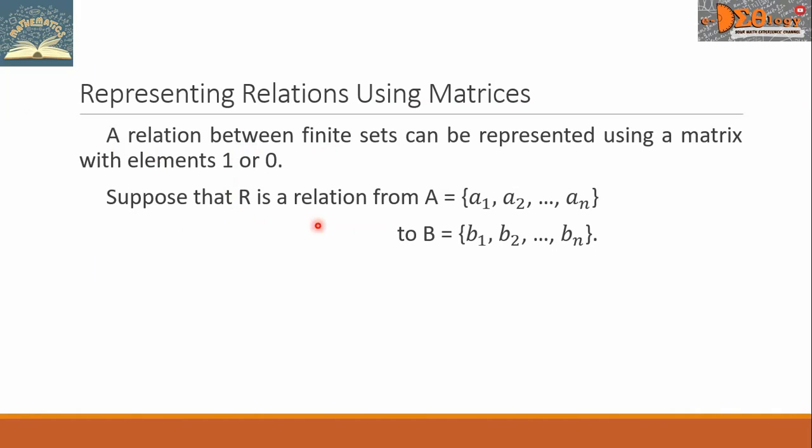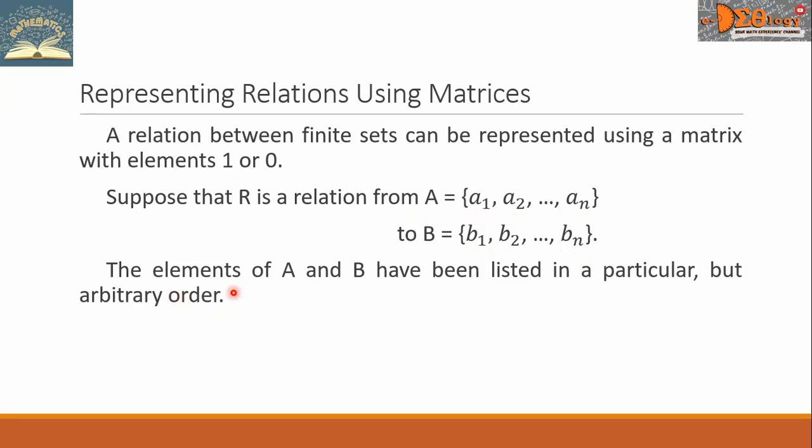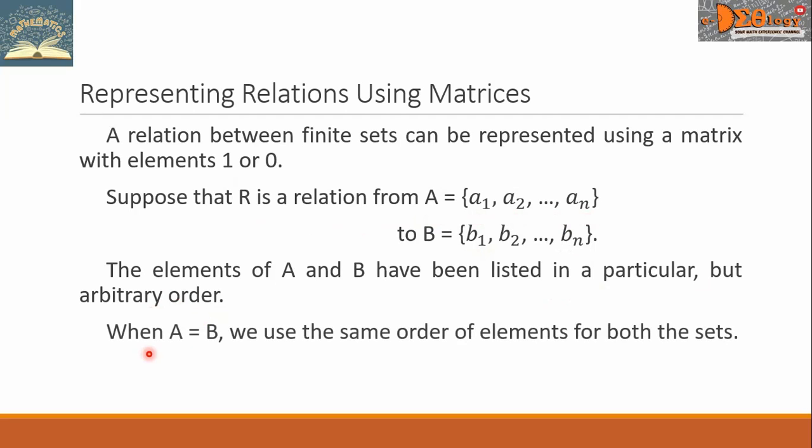Suppose that R is a relation from set A with elements a sub 1, a sub 2, up to a sub m, to set B with elements b sub 1, b sub 2, up to b sub n. The elements of A and B have been listed in a particular but arbitrary order. When A equals B, we use the same order of elements for both sets.